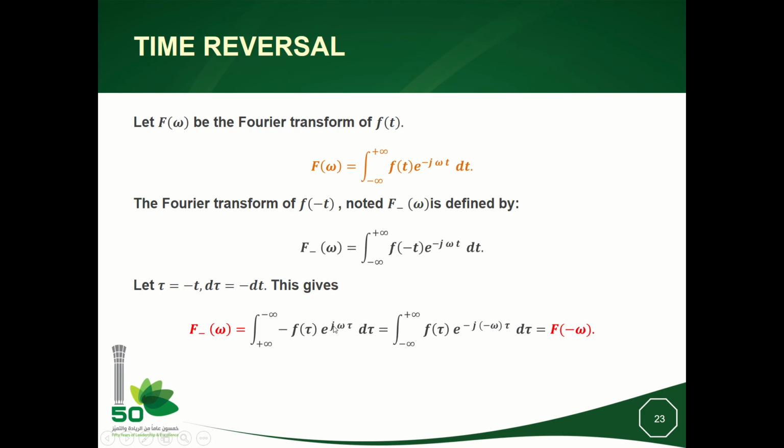f of tau, exponential j omega tau. So j omega tau can be replaced by minus j of minus omega tau. So the minus which is here will reverse the limits from plus infinity to minus and minus to plus. And what we are seeing here is by definition the Fourier transform of f of t evaluated at minus omega.